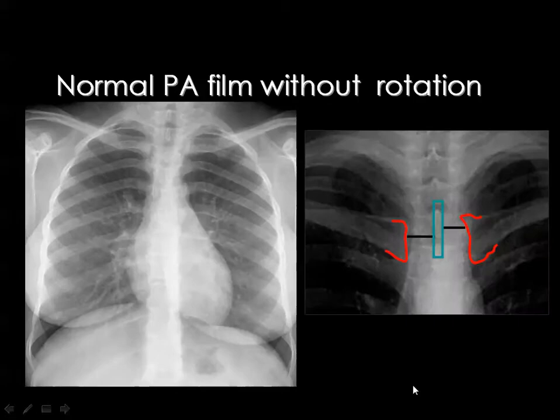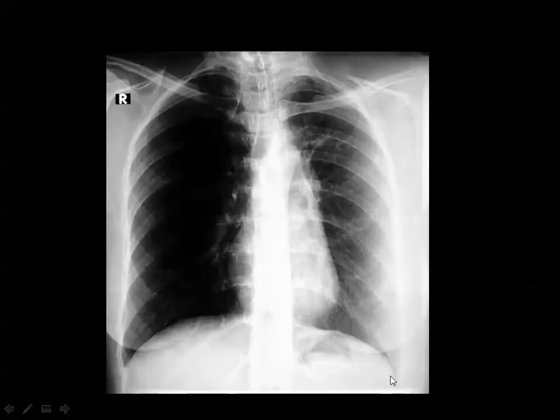Then if you look at the chest X-ray and you want to know if the patient was centralized during radiography or not, you put your finger on the spinous process of the dorsal vertebrae. Then you measure the distance between the spinous process and the medial edge of the left clavicle, and the same distance to the medial edge of the right clavicle. If the patient is not rotated, both distances will be equal. But if the patient is rotated, then you put the mark on the spinous process and look at the medial edges of the clavicle, and you can see the difference.